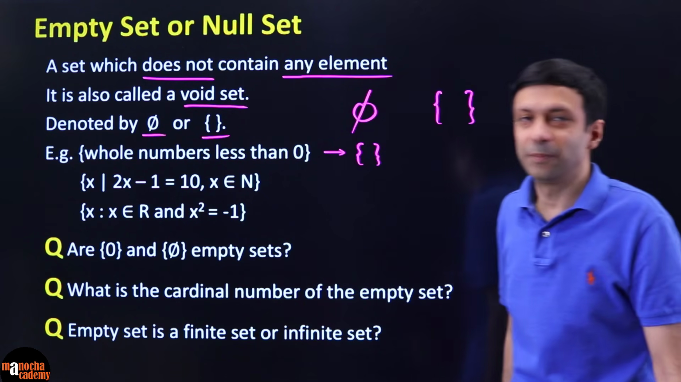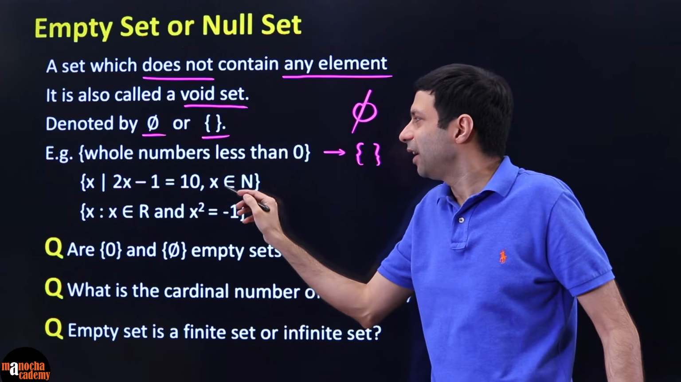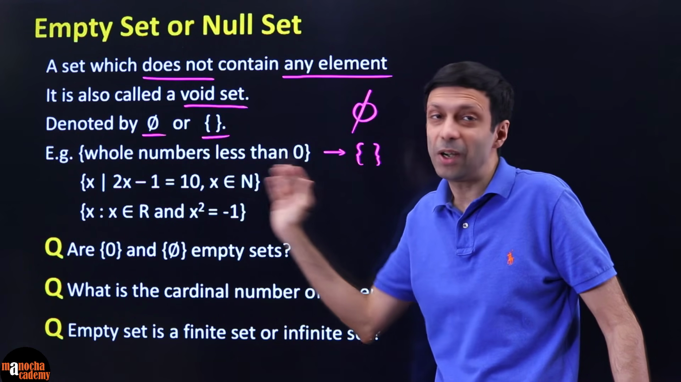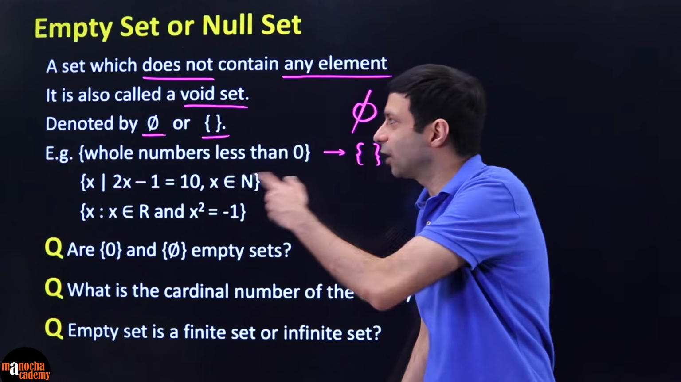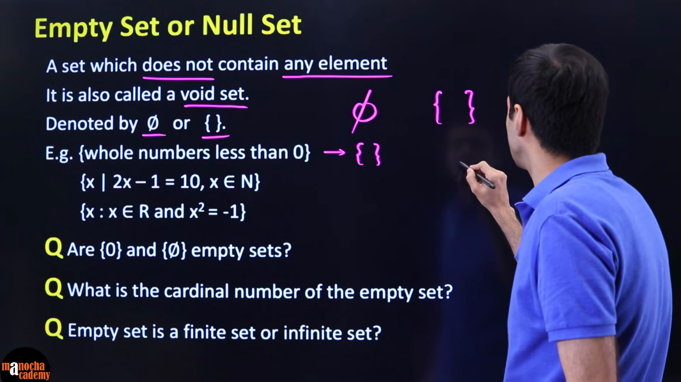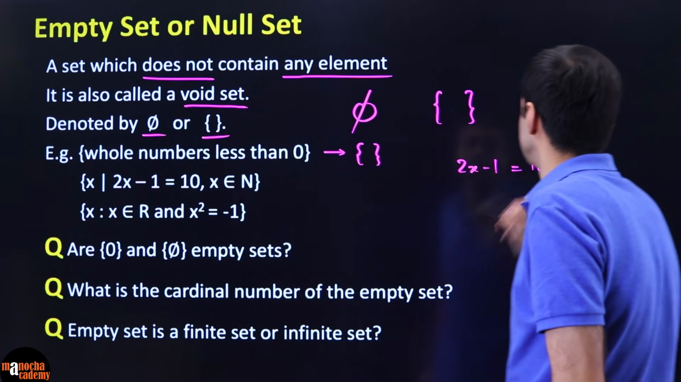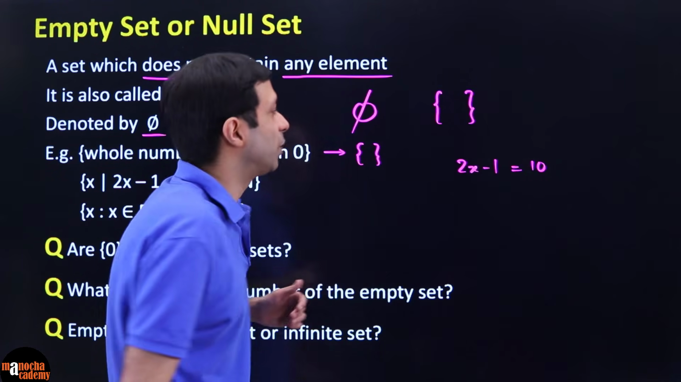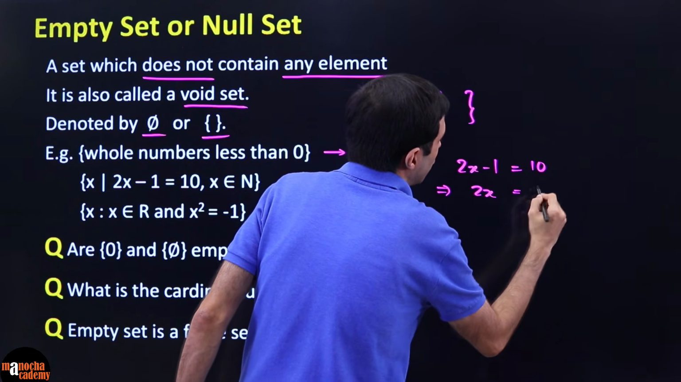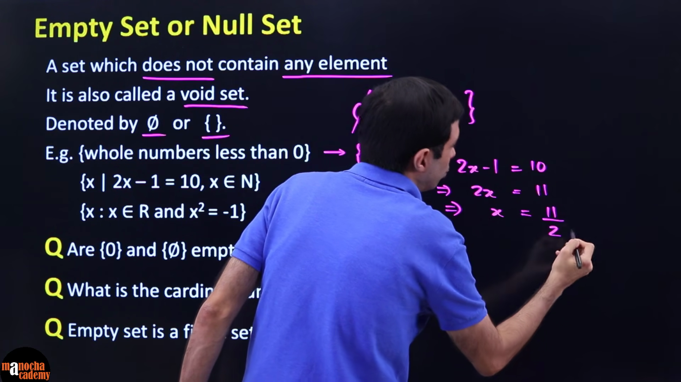What about the next one? x such that 2x minus 1 equal to 10, x is an element of natural numbers. This is the set builder notation that we have discussed. Can you solve this equation and see what value of x you get? So let's try it out. 2x minus 1 equal to 10. If you solve this, you take the 1 over there, so 2x equal to 11, or x equal to 11 by 2.